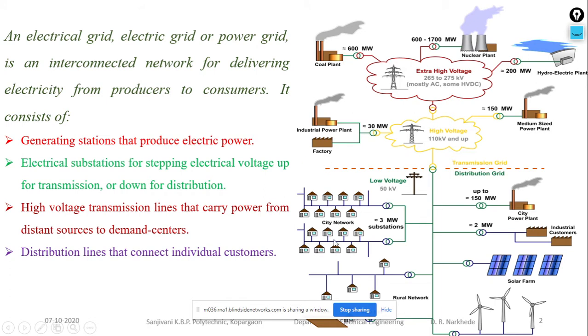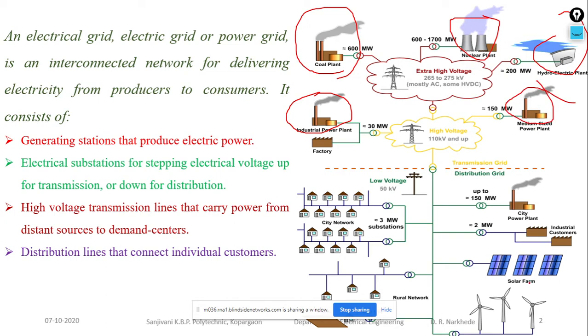Now the grid will look like this. The grid has n number of power plants. So basically what is a grid? A grid is an interconnection of the various power generating stations. Here it is coal based, here it is nuclear, here it is a hydroelectric power plant, again an industrial power plant, then a medium size power plant, then this one is your solar farm, and this one is your wind farm. All these are the generating stations, which I have circled in red.